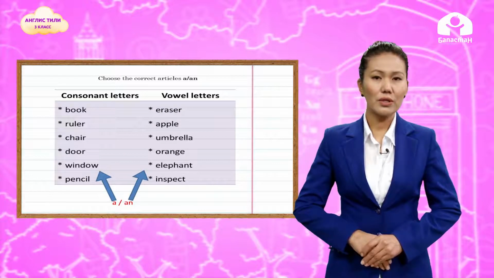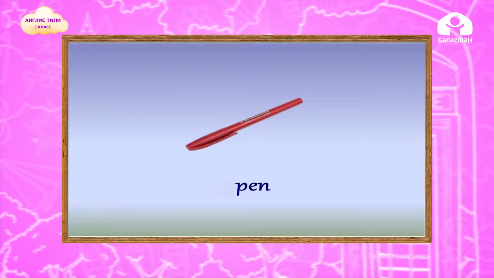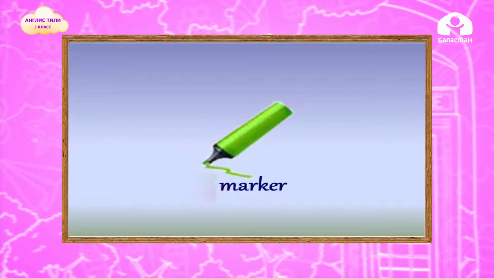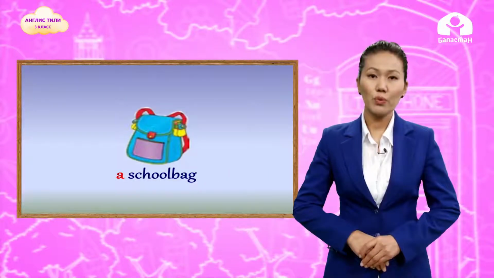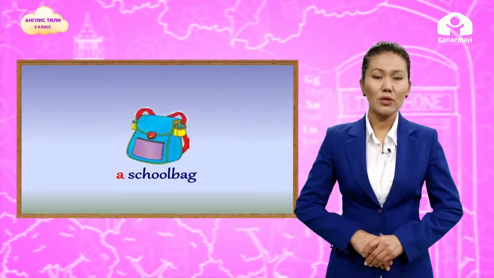Look, what do you choose, a or an? You choose a pen, because pen starts with the consonant letter p. What do you choose, a marker or an marker? Right, you choose a marker, because the word marker starts with a consonant letter. Next word, school bag. Right, you choose a school bag, because the word starts with a consonant letter.